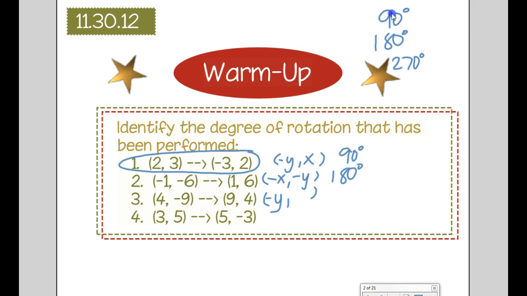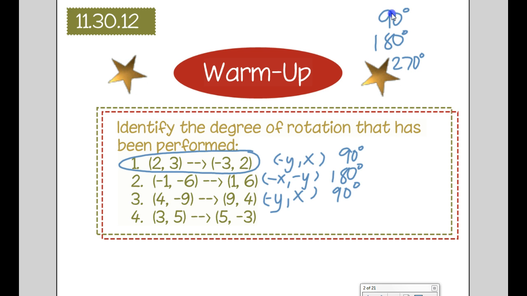Okay, and then what about 4? I'm not asking you, Kendall, I'm asking Catherine. Is it X or is it negative X? Did we do anything to X? Yeah, we didn't do anything to it. Okay, so which rule is that, Catherine? 90. Okay, so number 3 was 90.